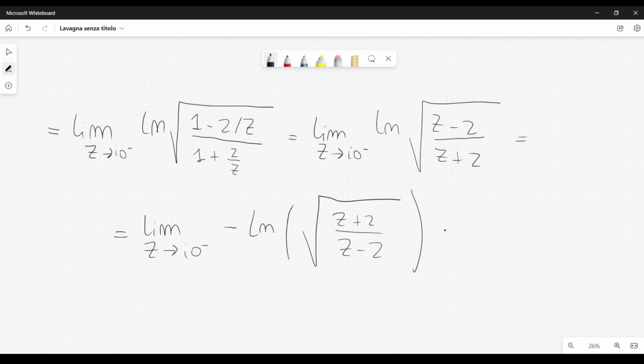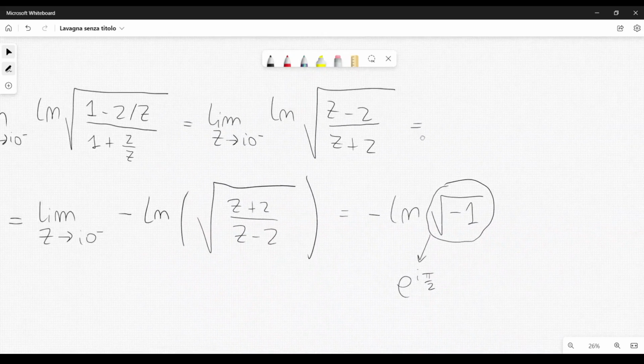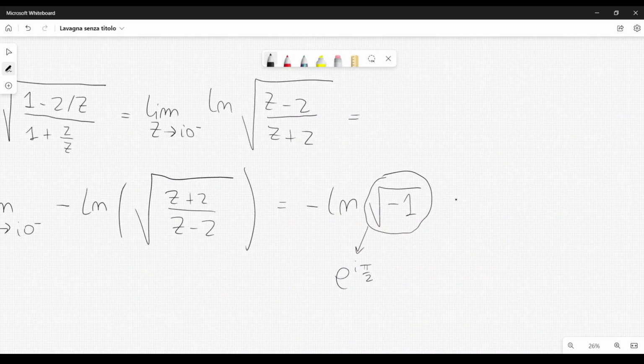And now if I set z equal to 0 in the limit, this will be minus logarithm of square root of minus 1. But now the square root of minus 1 can be rewritten as e to the I pi over 2, and therefore the logarithm of e to the I pi over 2 will give me I pi over 2. So the result will be minus I pi over 2, which is exactly the result that we wanted.